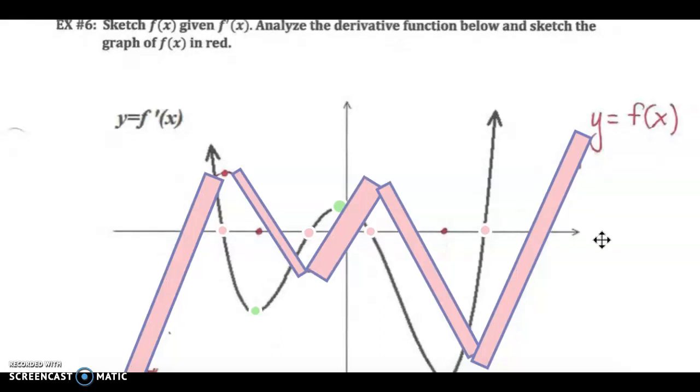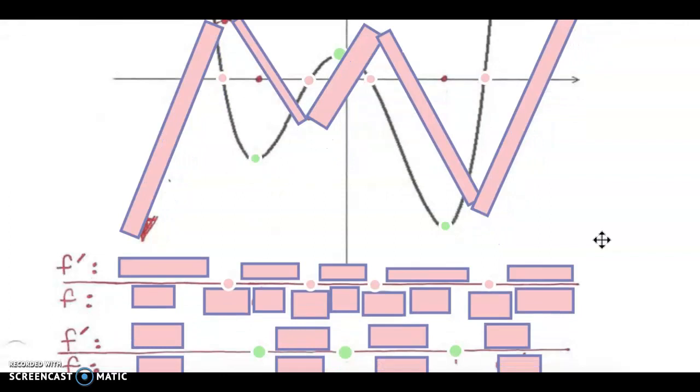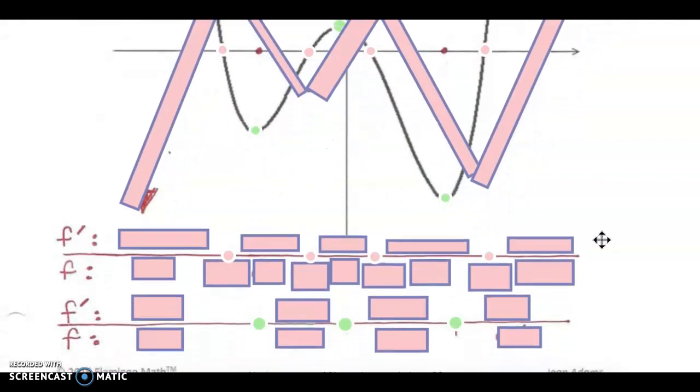So sketch f of x given f prime. So now we are given the derivative and we're asked to work backwards. So this looks like a lot, but we still have our two number lines. The first number line is where we're going to look at increasing and decreasing and above or below. So we're looking at f prime where it's above or below the x-axis.